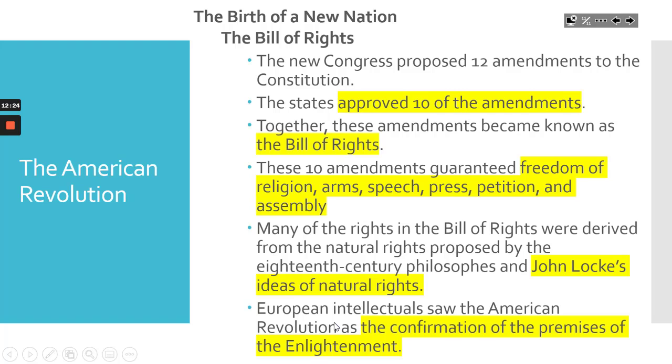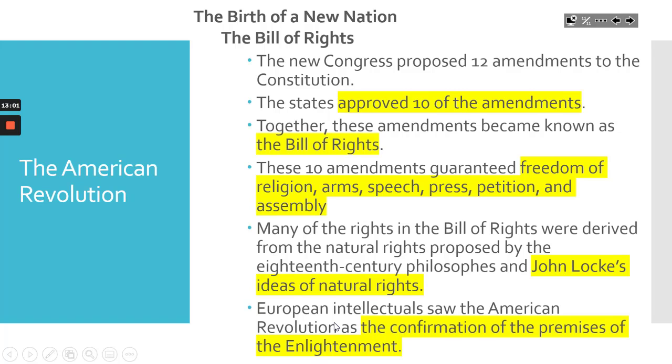How many amendments were added to the Constitution? Well, first there were 12 amendments proposed to the Constitution, but the states, and realize that we're talking about states as in each state of the country, right? Because they're no longer colonies anymore, they're now states, right? So the states approved of 10 of those amendments. Those 10 amendments, which is your answer for number 8, and we're going into number 9, are now called the Bill of Rights. They became known as the Bill of Rights, okay?